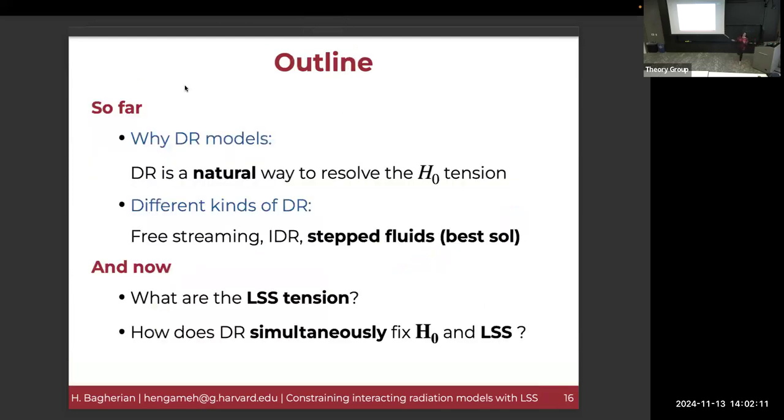Okay, here's the outline that you wanted. Just to orient you where we are so far: it's halfway through the talk, so it's time for reorientation. We talked about all these various dark radiation models. Hopefully it convinced you that dark radiation is a very natural thing to add as an early time solution to the Hubble tension. We discussed free streaming, interacting dark radiation, and step fluids. Now we're going to move on to the second part, where we talk about the large scale structure tensions and how these dark radiation models can potentially address both.